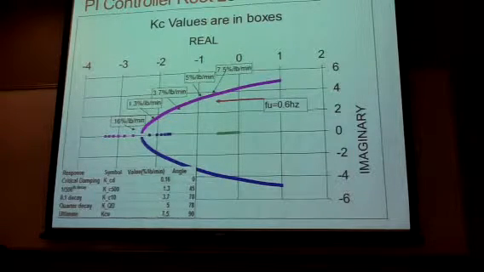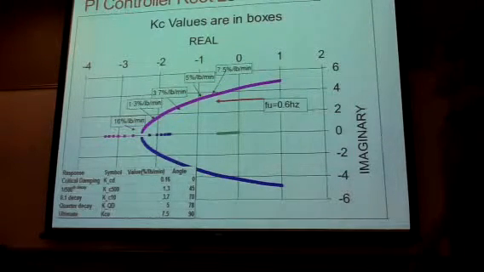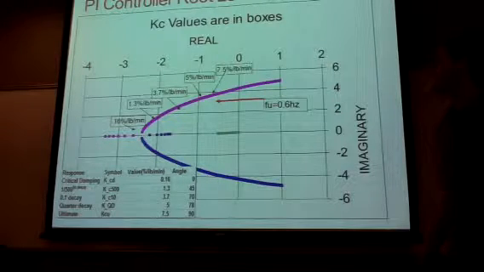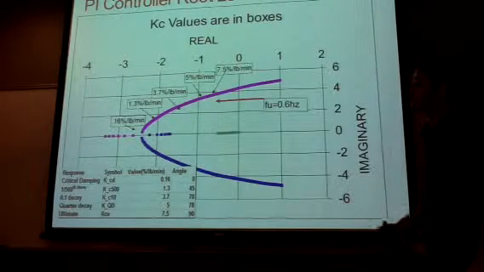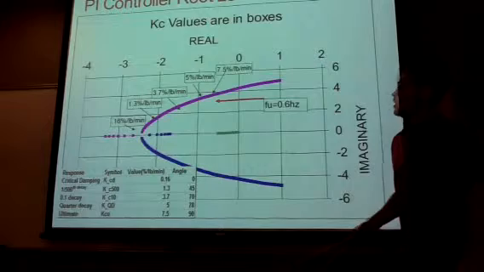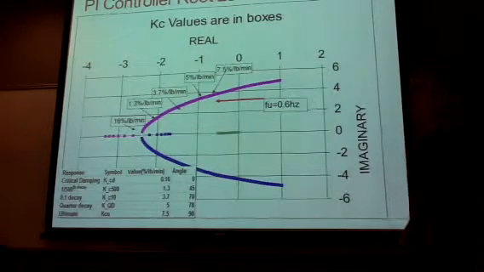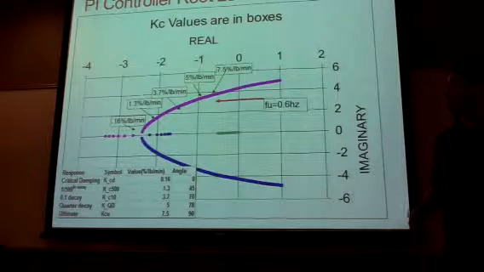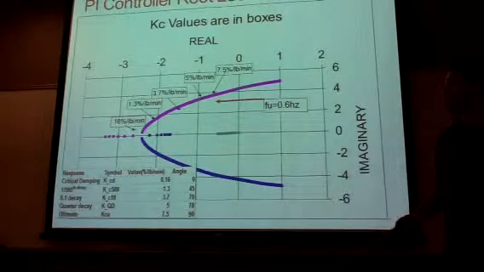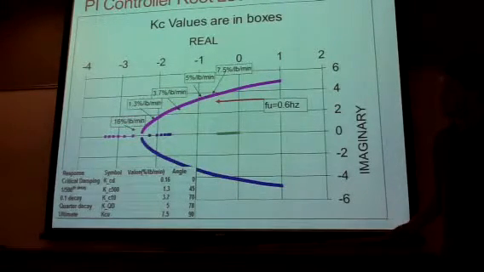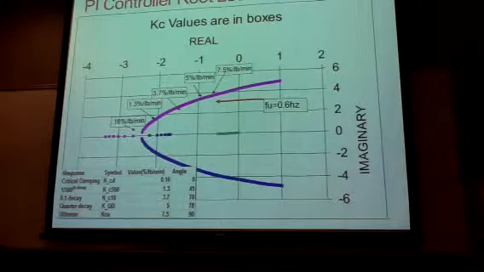Here's a PI controller root locus for 70 to 85%. Critically damping 0.16, 1/500 decay is 1.3, 1/10 decay is 3.7, quarter decay is 5, and ultimate is 7.5.